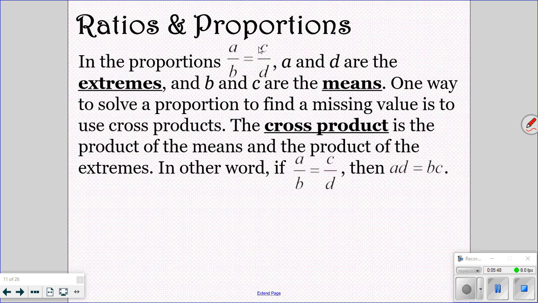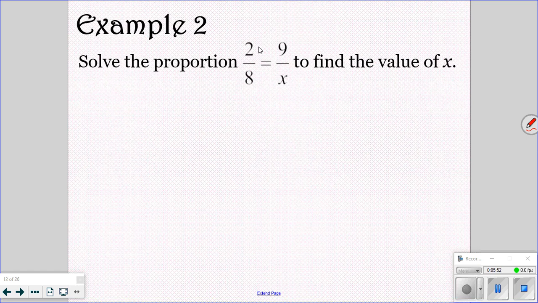So AD equals BC. So we want to solve this proportion to find the value of x. And some of y'all may be rolling your eyes because you're like, I already know how to do this. This is easy. That's fine. If so, that's okay. We're still going to practice it.